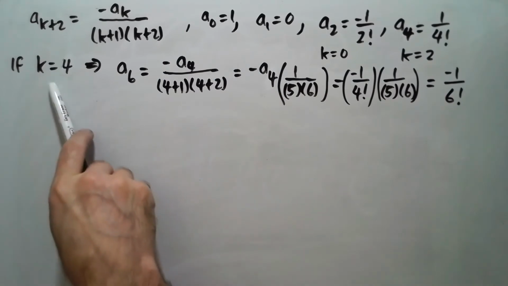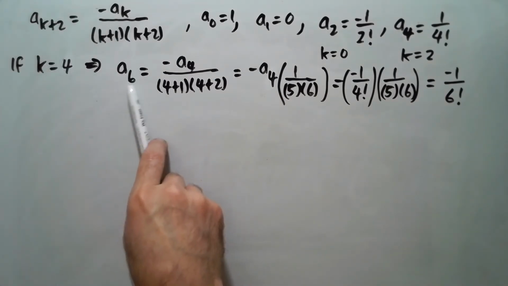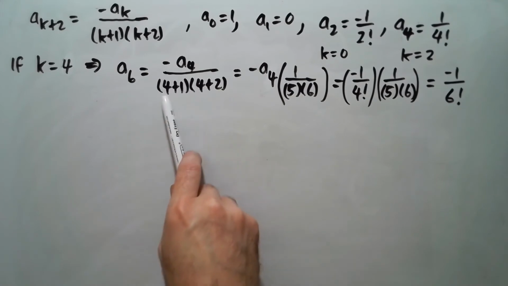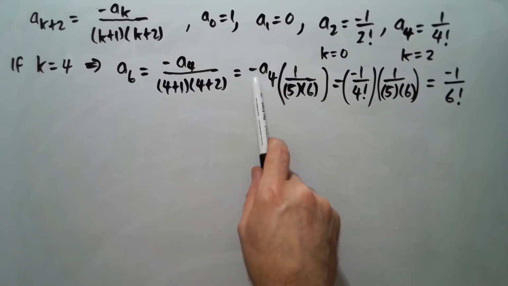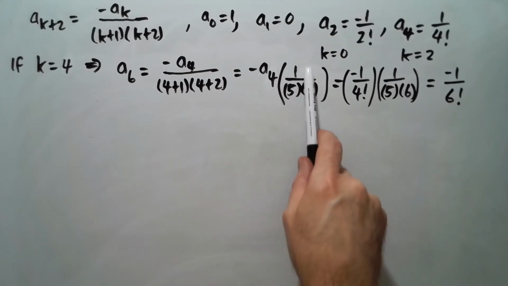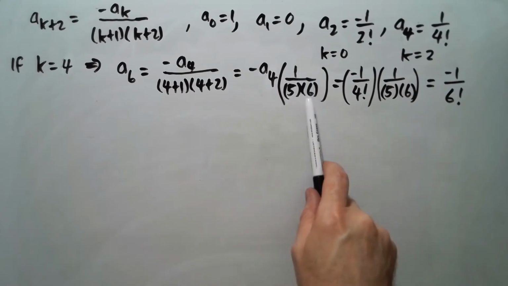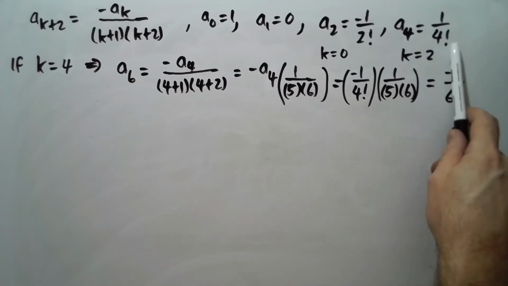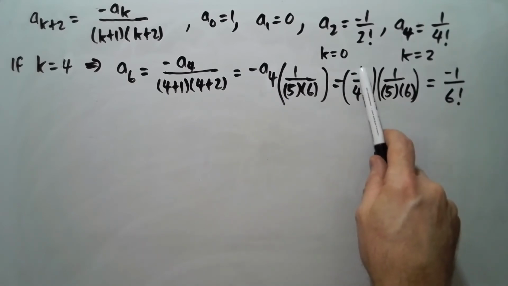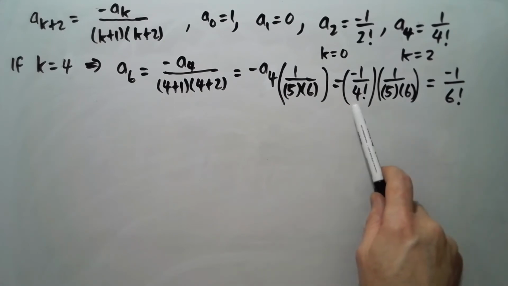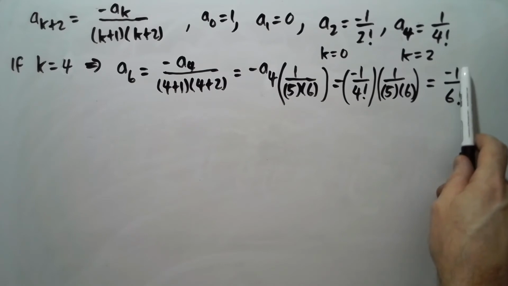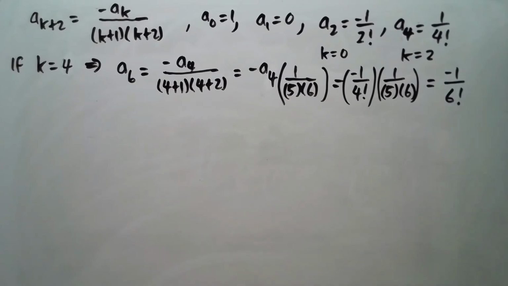So when k is 4, putting 4 here, a6 equals negative a4 over 4 plus 1 times 4 plus 2. So you can write it as negative a4 times 1 over 5 times 6. And a4 is up here, so it's going to be minus in front, so it'll be minus 1 over 4 factorial times 5 times 6. But 5 times 6 times 4 factorial would be 6 factorial, so it's going to be negative 1 over 6 factorial.